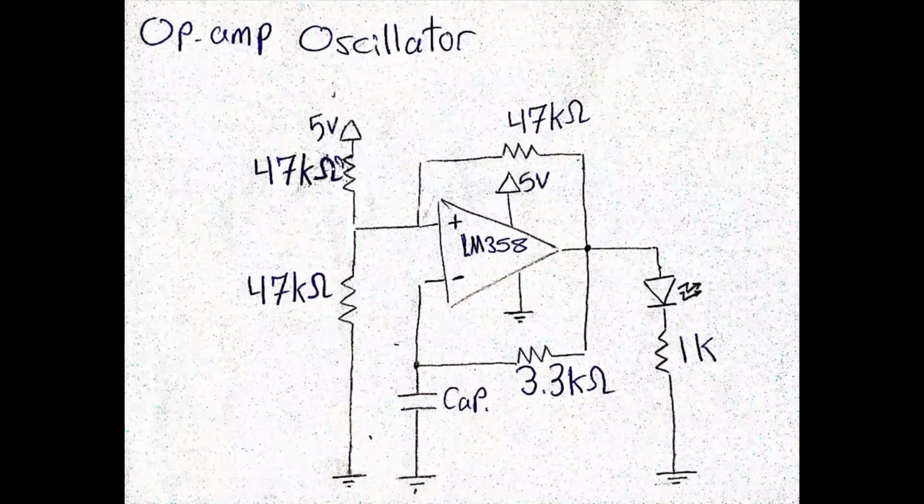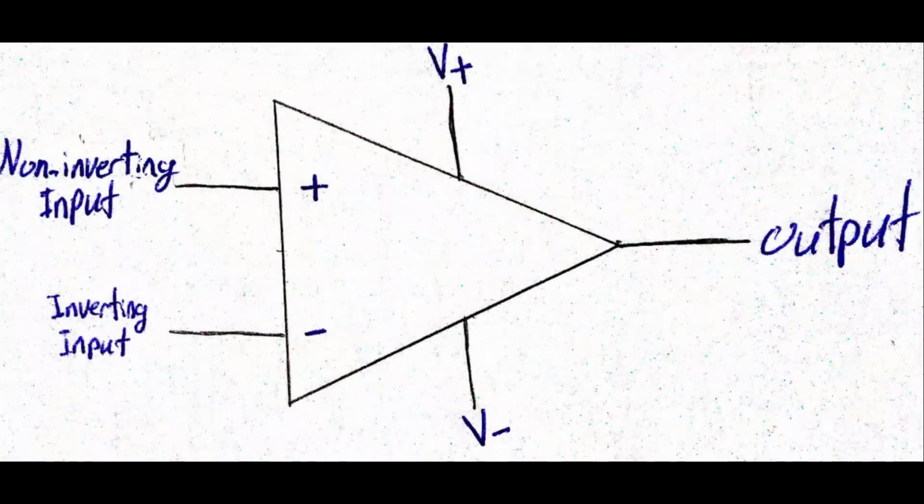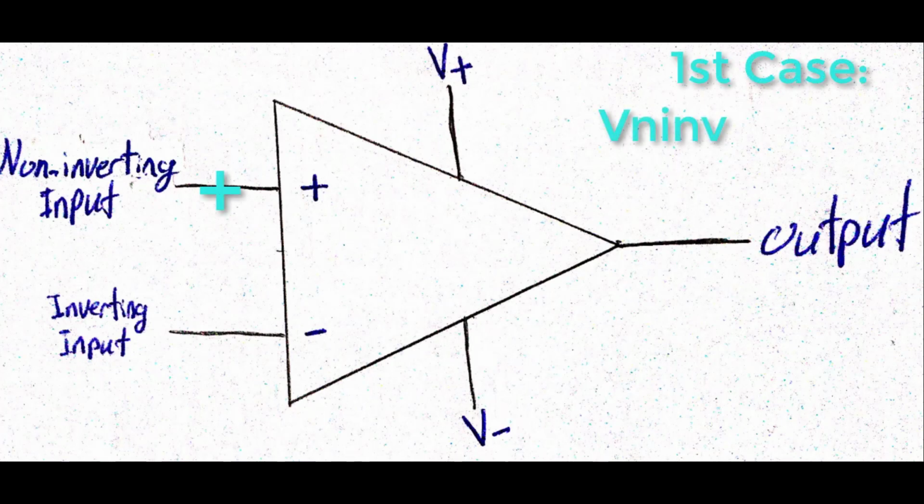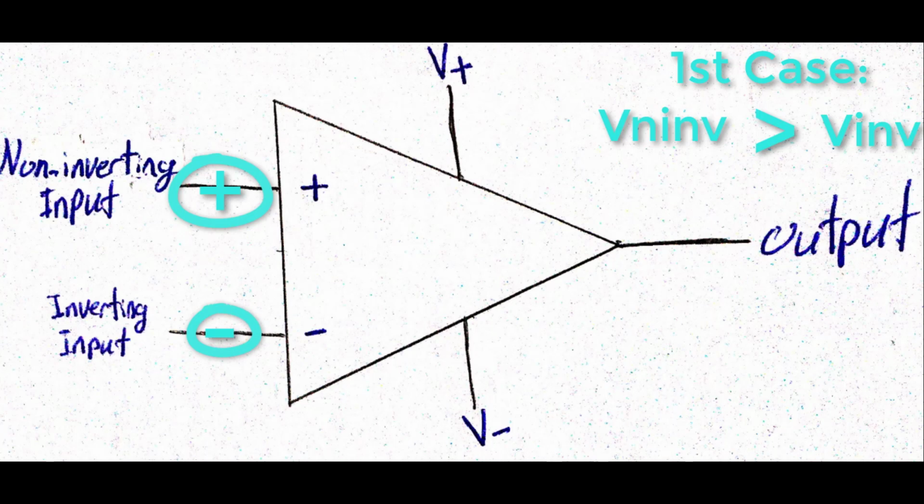In order to understand the working principle of the Opamp based oscillator circuit, we need to know how comparators work. Luckily, in comparators, we only have two cases to understand. In the first case, the non-inverting input voltage is higher than the inverting input voltage. This will lead the output voltage to be pulled to V+.